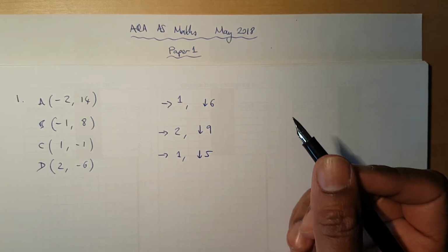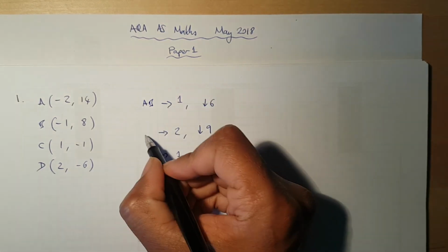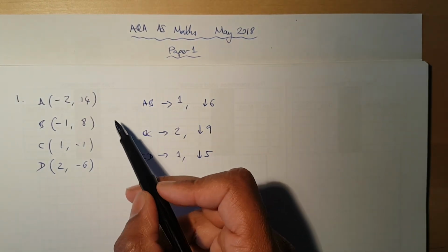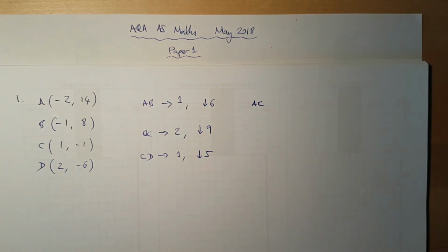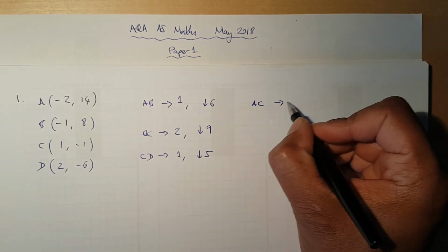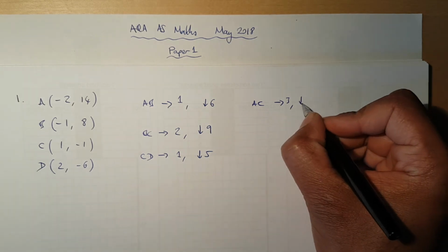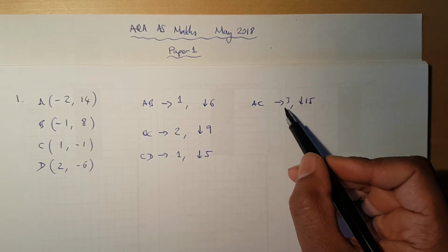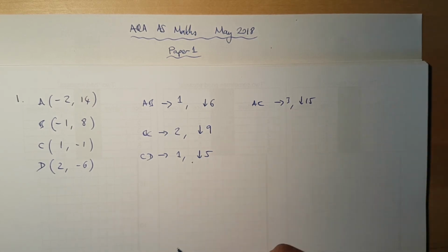Let's see what happens as I go between, for example, so that was AB, that was BC, and that was CD. Let's see what happens if I go between A and C directly. So in AC, I'm going across 3, and I'm going down 14 down to -1 makes it 15 down. And 5, now that's interesting. Because across 3 and down 15 looks like this, across 1 and down 5. You can see how that ratio remains the same.